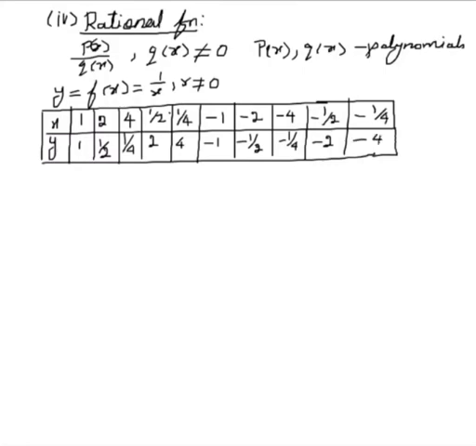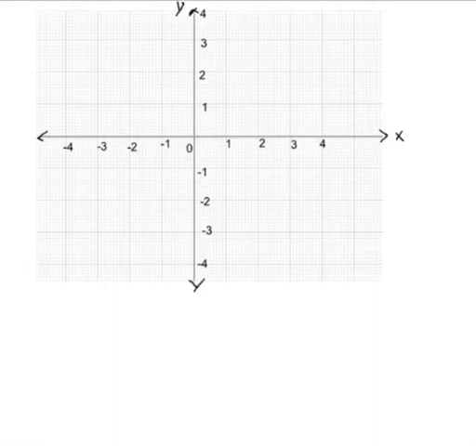Let us draw the graph of this function. X-axis, y-axis. Let us plot the points. For 1, it is 1. For 2, it is half. For 4, it is 1 by 4. And for half, it is 2. And for 1 by 4, it is 4. Let us draw the graph. The graph should not touch x or y axis.